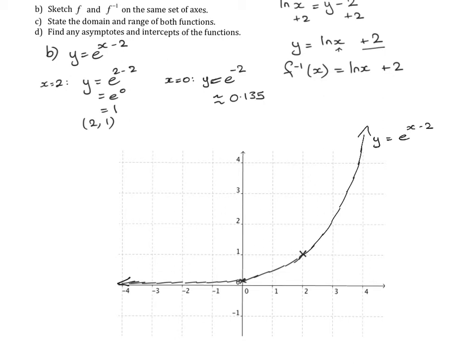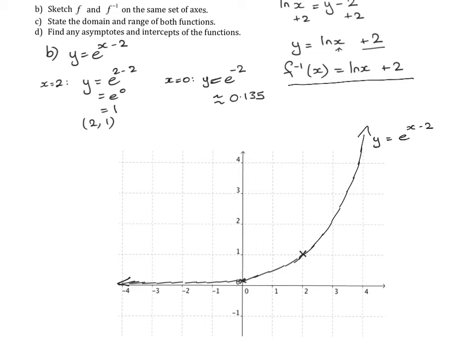Now, the inverse, let's just draw it from scratch and then check that it is the reflection along the line y equals x. So here's the inverse there. When x is 0, we actually don't get a value because you can try and put in your calculator, ln of 0 is undefined. So our asymptote will be the y-axis again.